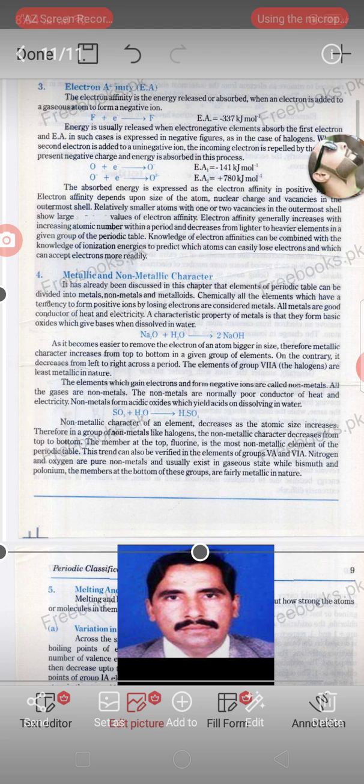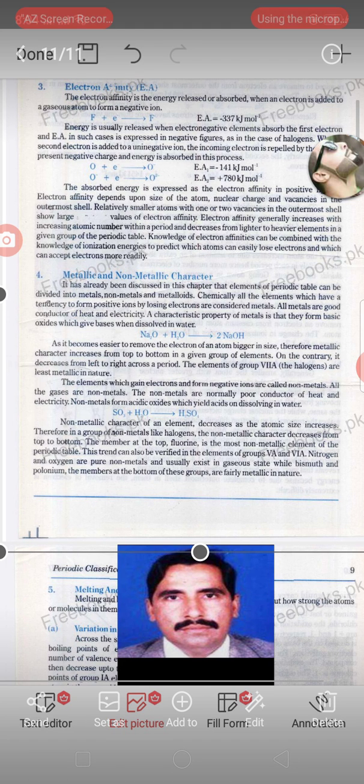For example, oxygen. When one electron is added to neutral gaseous oxygen, an O minus 1 ion is formed. Its first electron affinity is minus 141 kilojoule, energy released. When another electron is added to this negative ion to form the O minus 2 oxide ion, energy is added to overcome the repulsion. This is known as the second electron affinity. 780 kilojoule of energy is required to add the second electron to the oxygen atom.